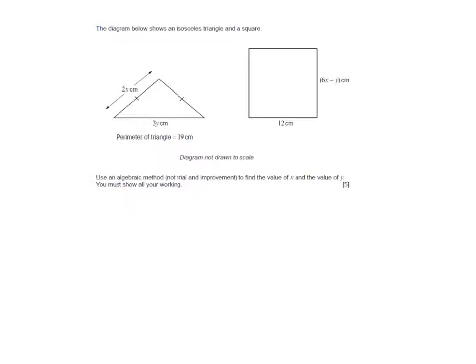Here we have another simultaneous equation, however it's in the form of a diagram. I know the perimeter of the triangle is 19 centimeters. Now I also know that this is an isosceles triangle, which means two of my sides are equal. So that must make this 2x as well. So my equation would be 4x plus 3y equals 19.